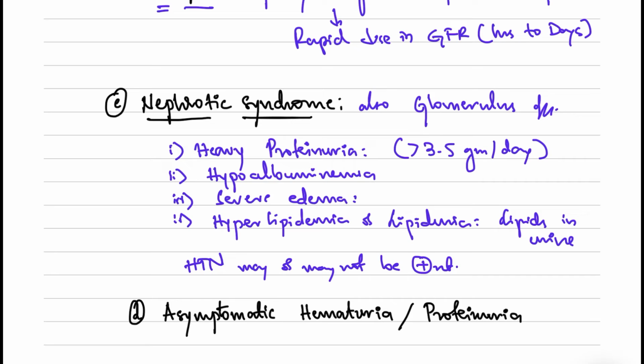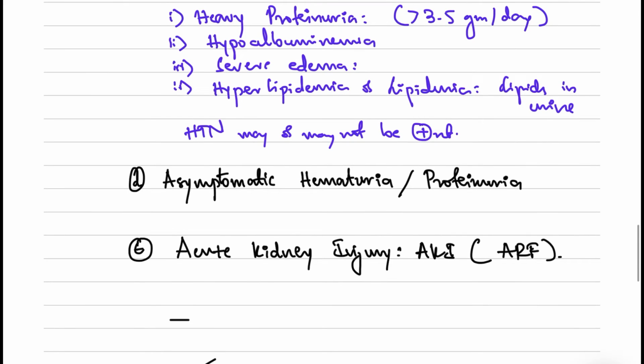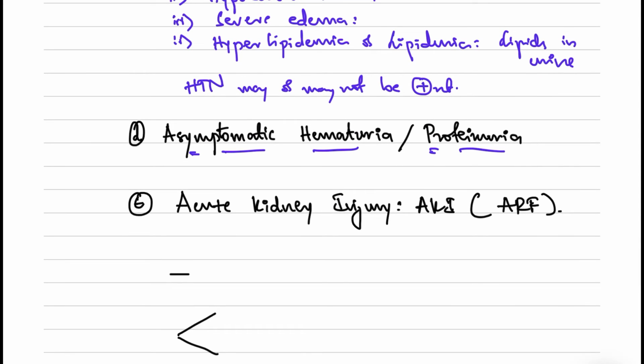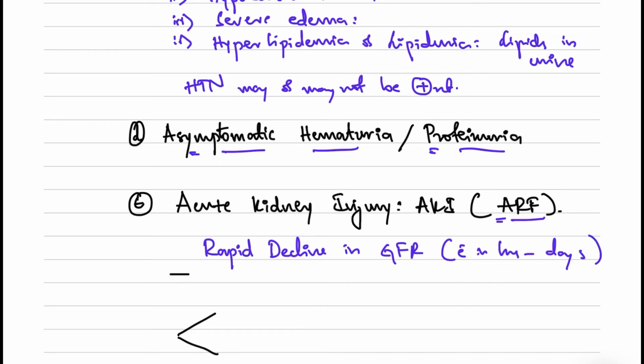Okay, this is another clinical representation of renal injury due to pathologic diseases. We could have just asymptomatic hematuria or proteinuria, which should be further evaluated. Then there could be acute kidney injury, or earlier we used to call it acute renal failure. What happens in acute kidney injury? There is a rapid decline in the GFR, that is within hours to 2 days. That results in acute kidney injury.